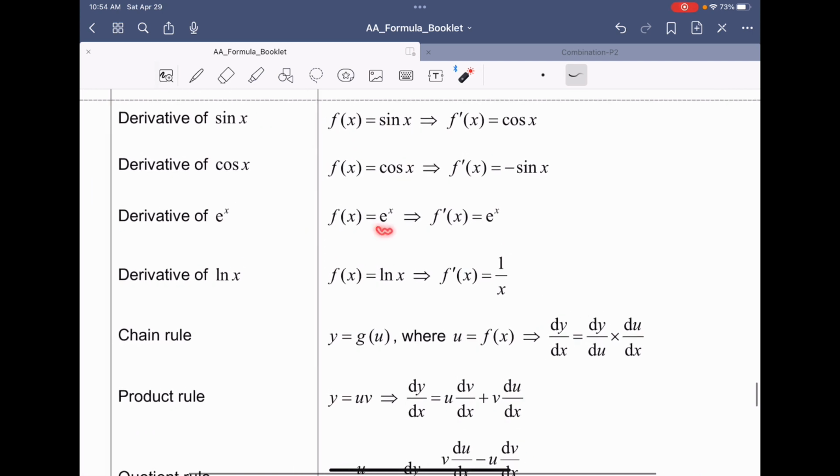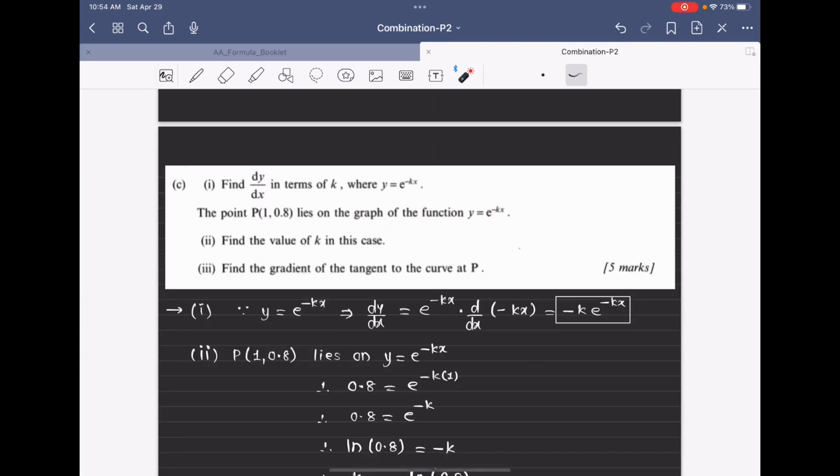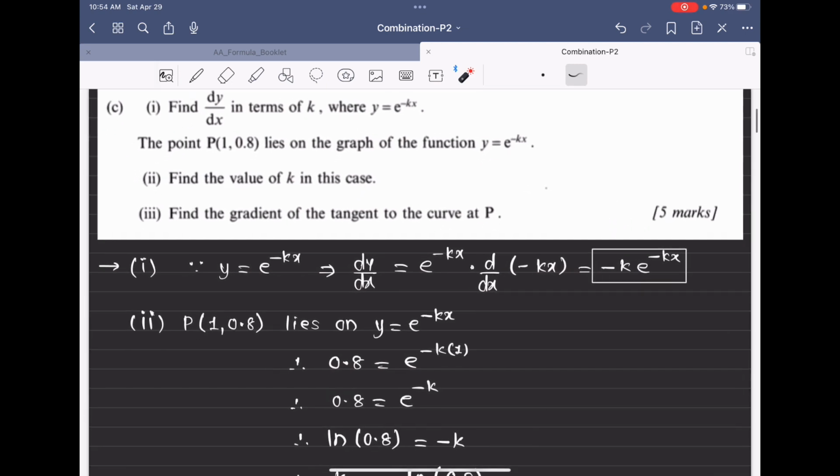e raised to x derivative is e raised to x, so that won't change, but then you have to take a derivative of x. Derivative of x is 1, so 1 into e raised to x is e raised to x. But if your x is other than x, then you have to take a derivative. So here, e raised to minus kx stays as e raised to minus kx, and then the derivative of minus kx is minus k into 1, which is minus k. So minus k into e raised to minus kx.